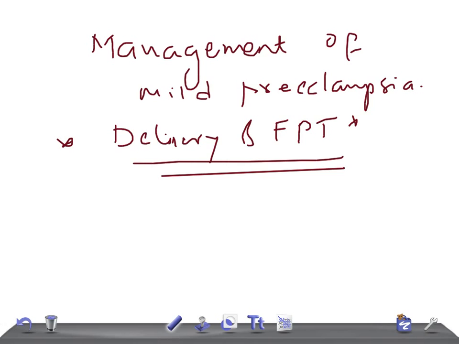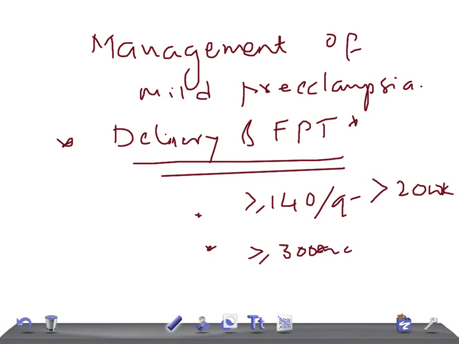What's a mild preeclampsia? If there is elevation of the blood pressure, more than or equal to 140 over 90, after 20 weeks of gestation, right? And another criterion is there should be a mild proteinuria, that is nothing but more than or equal to 300 milligrams on 24 hours of urine collection. Remember, this is a mild preeclampsia. And how do you treat? The definitive treatment is delivery, okay, and removal of all the fetal placental tissue.